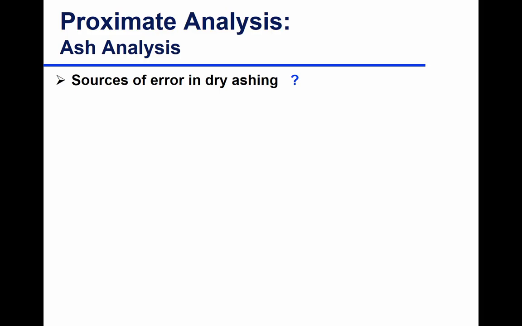Yeah, you lose volatiles in dry ashing. What else? I said another one. What happens to your estimation of ash if your ash is still black? You get overestimation. When your ash is still black, that means you have some organic matter that did not burn off.